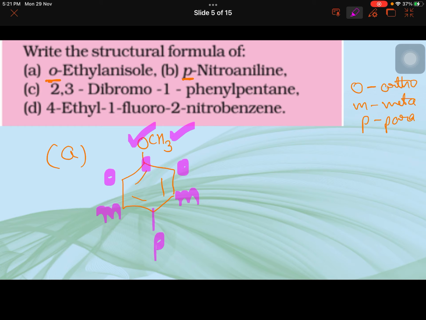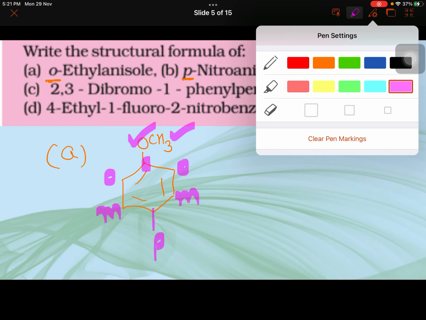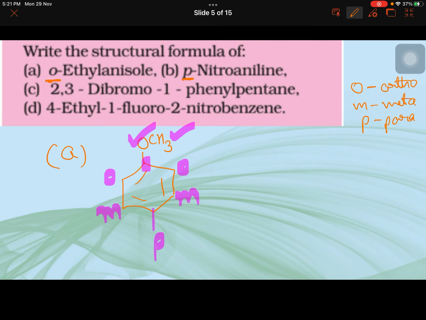Keeping this in mind, if I now try to write the name and draw the structure, I know that this is anisole. And the ortho position, any position next to this, both are ortho. So on any one of these positions, you put ethyl. That's the structure. This is for the A part. Simple.